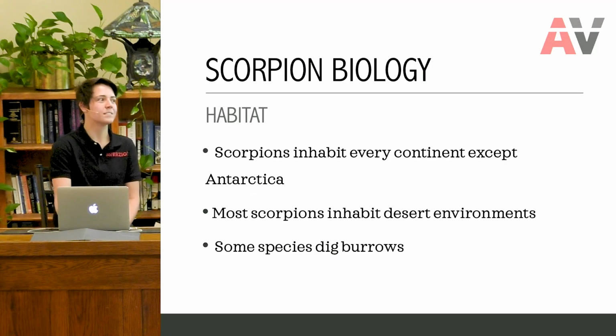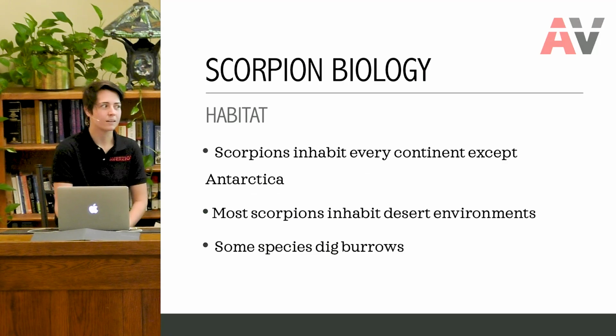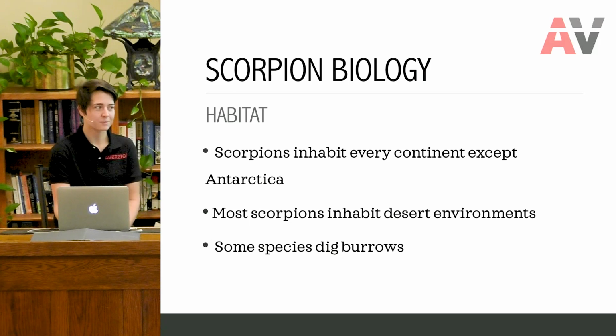All right, so now we'll jump into the habitat of the scorpion. Most people really think of scorpions as more of a desert animal. They are in fact found on every continent except Antarctica, so they're not strictly inhabited in the desert. They are generally a desert species, found in desert environments, but certain species are found also in deciduous forests, as well as grasslands, wherever they can successfully survive.